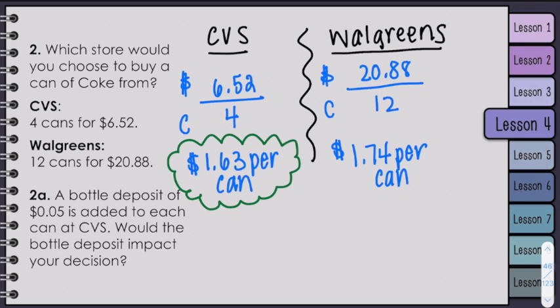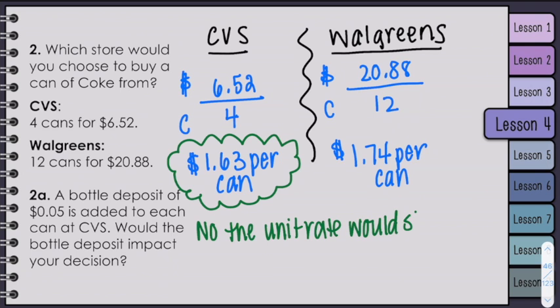So number 2A, a bottle deposit of 5 cents is added to each can at CVS. Would the bottle deposit impact your decision? So if you think about it, your unit rate is still costing the same no matter what, because the bottle deposit is the same amount being added to each can, whether you're at CVS or Walgreens. So it would be no. The unit rate would still be cheaper.